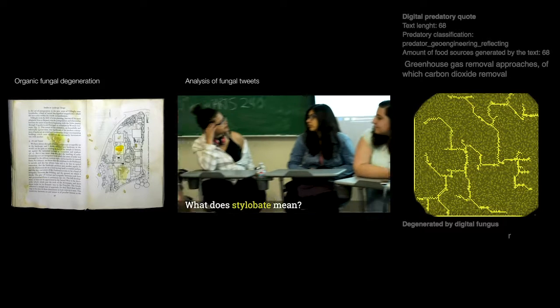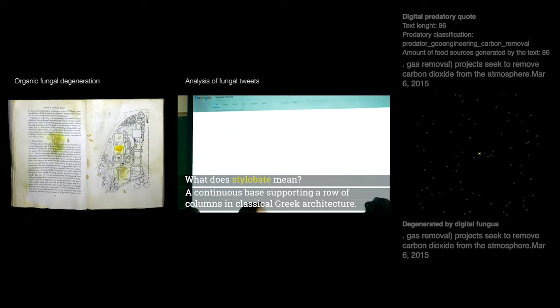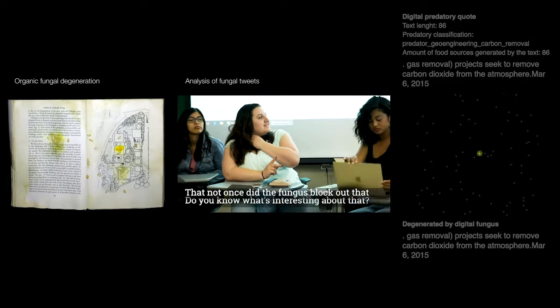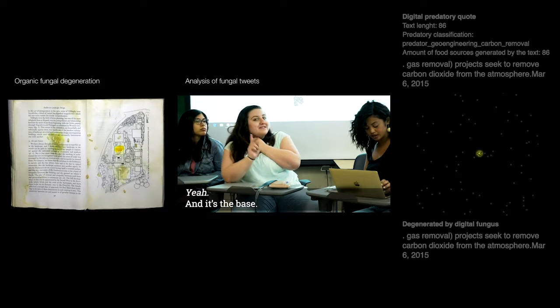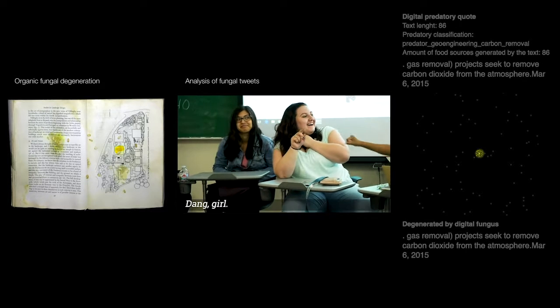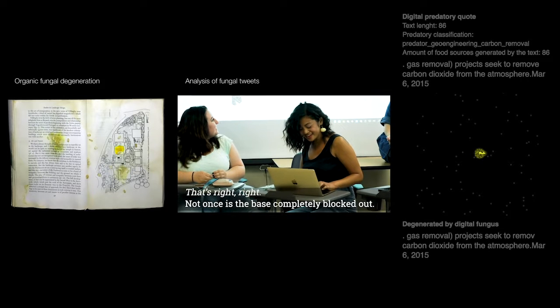Yeah. What does stylobate mean? Base. Continuous base supporting a row of columns in classical Greek. What's interesting about that is not once did the fungus block out that entire word completely. Yeah, and it's the base. Whoa. So that was the base completely blocked out.